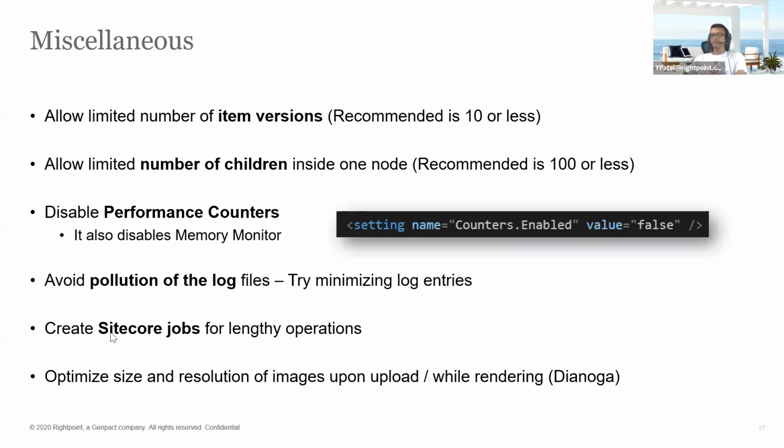And as I mentioned, create Sitecore jobs for lengthy operations. Another option is to optimize the size and resolution of images upon upload, or you can even optimize them at the time of rendering. An example is the Dianoga tool, which will optimize all the images at runtime.